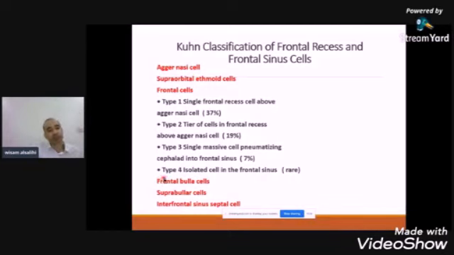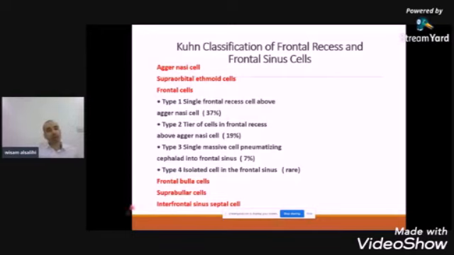The posterior group includes the frontal bulla cell, which is pneumatized in the posterior surface of the frontal recess and sinus, the suprabullar cell not reaching the frontal sinus, and the interfrontal sinus septal cell. This is medial and pushes the frontal recess laterally. This is the whole classification.